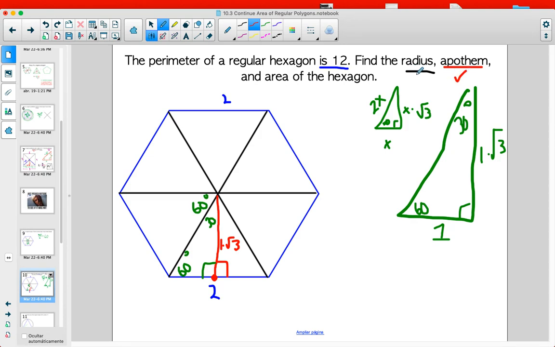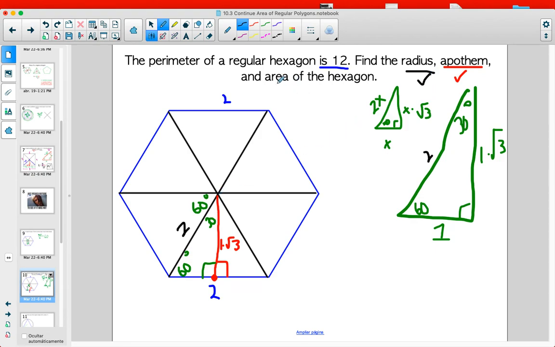Check. All right, radius. We want to know what the radius is in black. So across the 90-degree angle should be twice this number, which should be 2. Okay, 2. So the radius is 2. So the distance from this vertex to the center is 2. Boom, we're done with the radius.